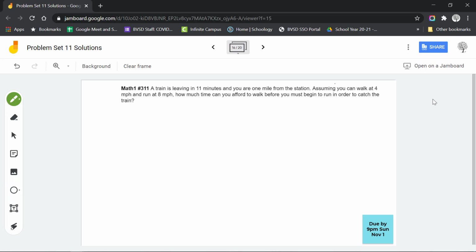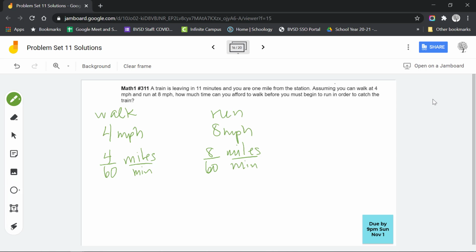So first we're going to change the miles per hour into miles per minute. So we've got the walk part and the run part. The walk is at 4 miles per hour, so that's 4 divided by 60 miles per minute. And then the run is 8 miles per hour, so that's 8 over 60 miles. So let's let W be the number of minutes walking. Then we know that 11 minus W can be the number of minutes running, because we've got 11 minutes altogether.